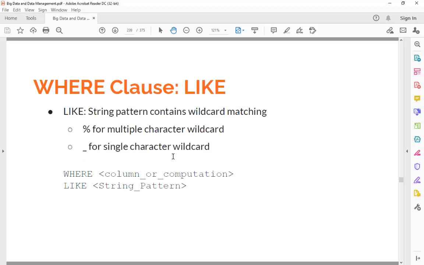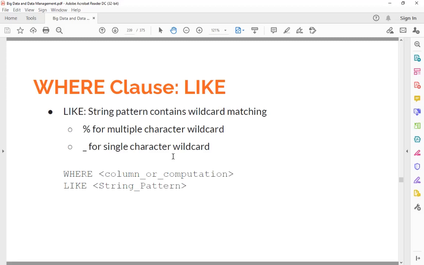Now, how would we do that? We do that with the LIKE operator in a WHERE clause. It's a string pattern with wildcard matching. When we say LIKE starting with Luke, we already say you can interpret that as Luke plus the unknown number of characters. This unknown number of characters is a wildcard, right?